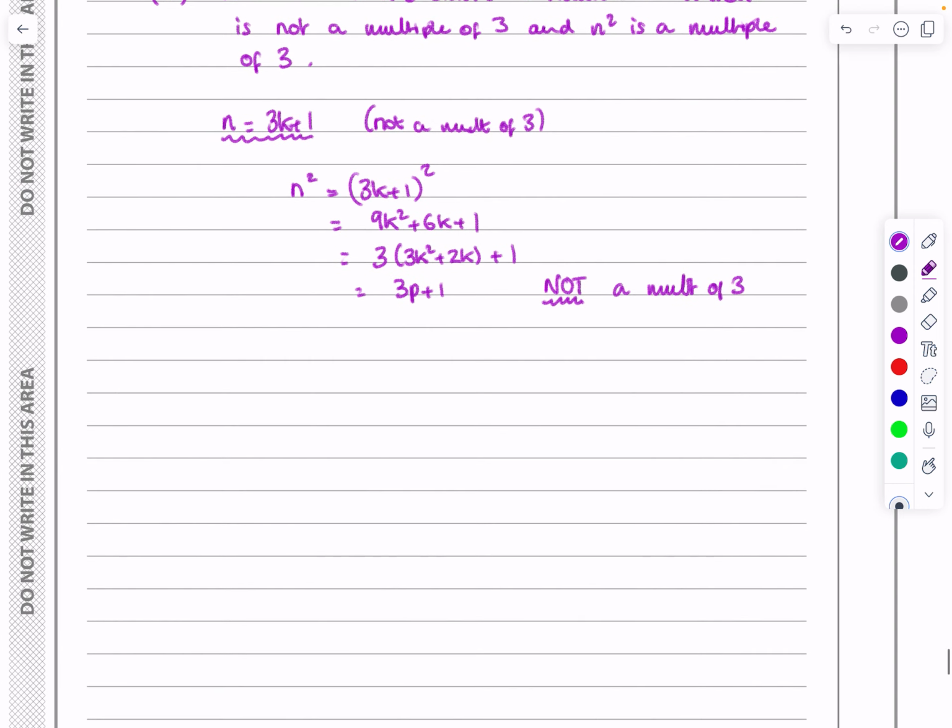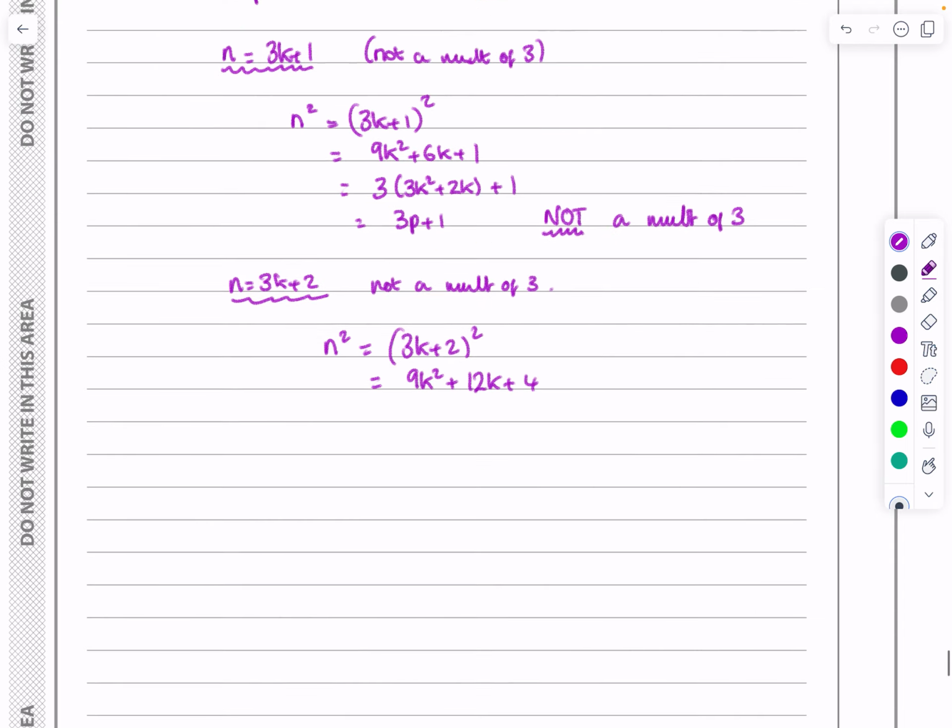Let's try it with n equals 3k plus 2. Again, not a multiple of 3. So we need this to work out to be a multiple of 3 when I square it. We know it won't, but n is equal to 3k plus 2 squared, which is 9k squared plus 12k plus 4. I'm just doing 3k plus 2 times 3k plus 2 quickly in my head because I can do those. If you want to multiply it all out a little bit slower, it's still going to come to that. So, take your time if you need to.